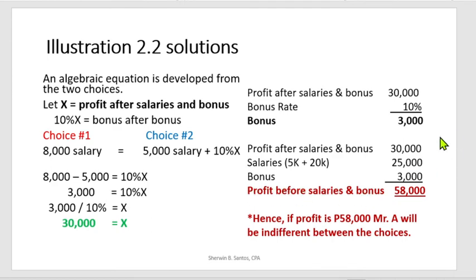So, nag-work back ka, binalik mo. In-add back mo lang yung salaries, in-add back mo yung bonus. Hence, the answer is, if profit is 58,000, Mr. A will be indifferent between the choices. So, kung ang profit ay 58,000, so kahit na ano pang piliin ni Mr. A na 8,000 salary or 5,000 salary plus 10% na bonus after bonus, ay mag-yield lang ng same result sa kanya. So, yun yung sagot, 58,000.